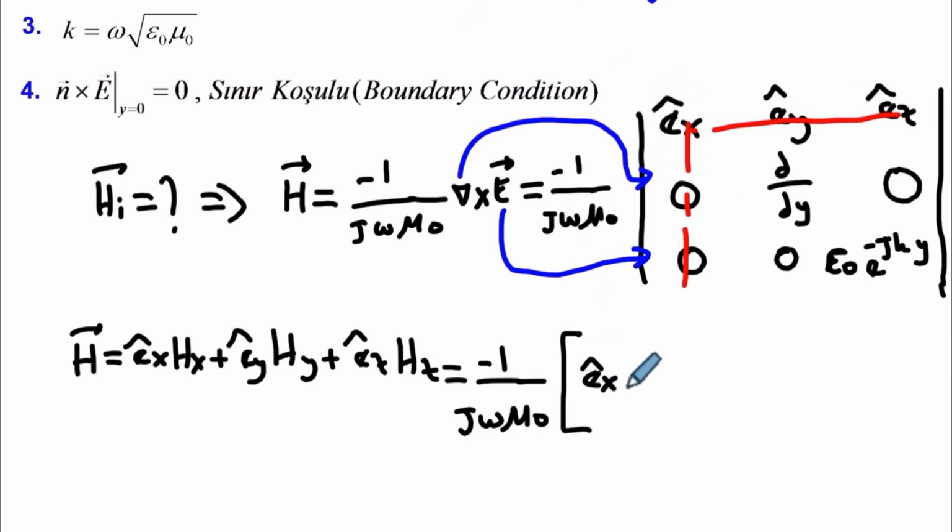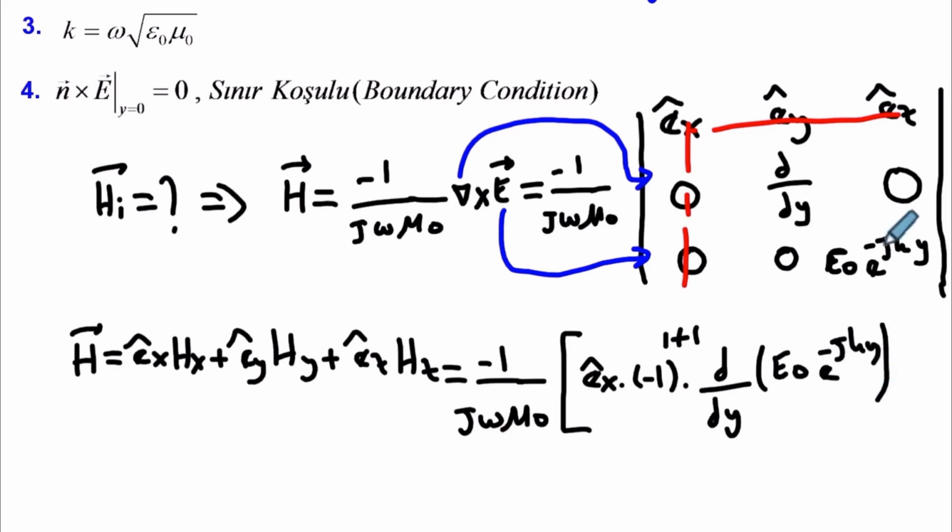You say Ex times the first row, since this Ex is in the first row and first column, so it's -1 to the power of 1 plus 1 times the remaining ones. What are the remaining ones? After closing, I look at what the remaining ones are. Del over del y of E0 e to the -jky. I closed it, and since it's a plus sign, you say plus. We continue normally. Look, normally, I also wrote -0. Then the process is finished for this part.